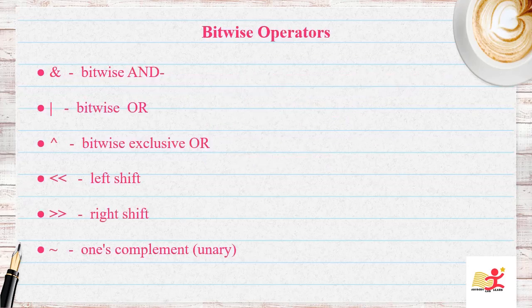Bitwise operators. C provides 6 operators for bit manipulation. They are bitwise AND, bitwise OR, bitwise exclusive OR, left shift, right shift, and ones complement.